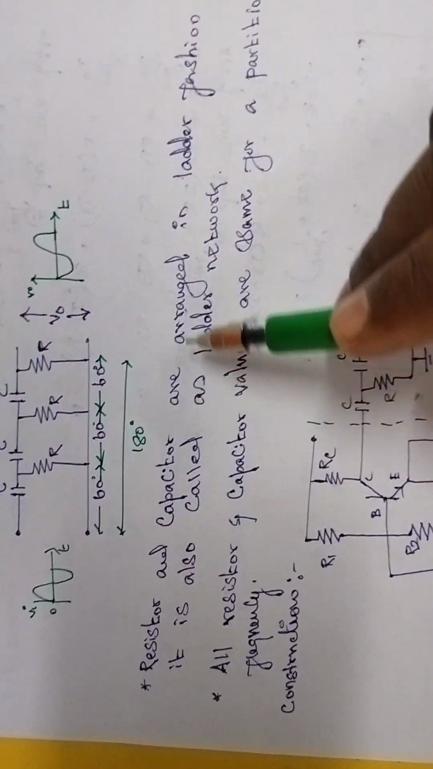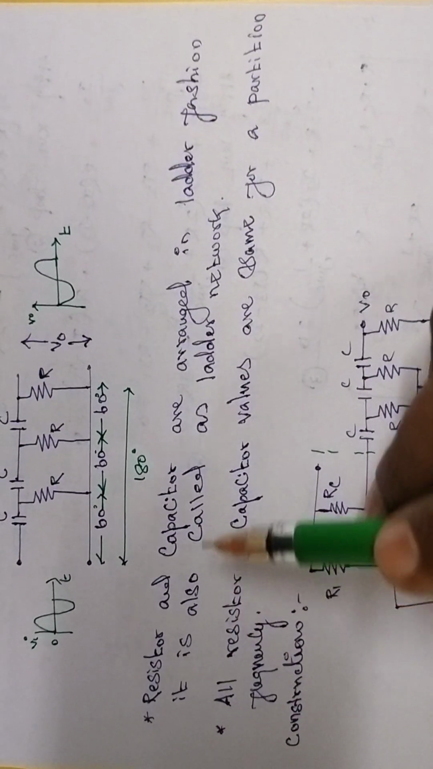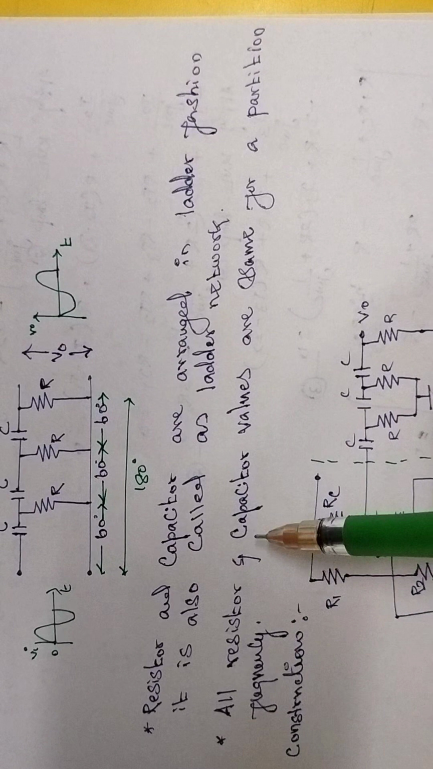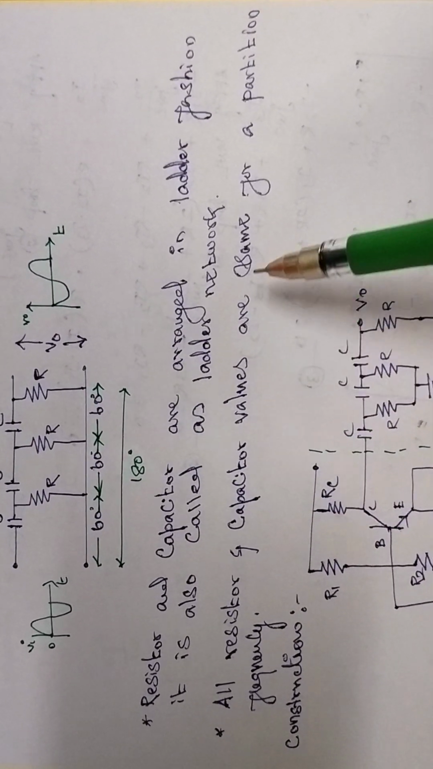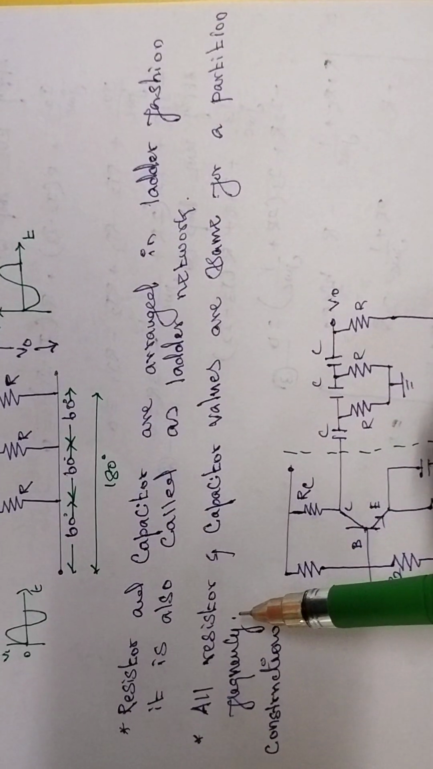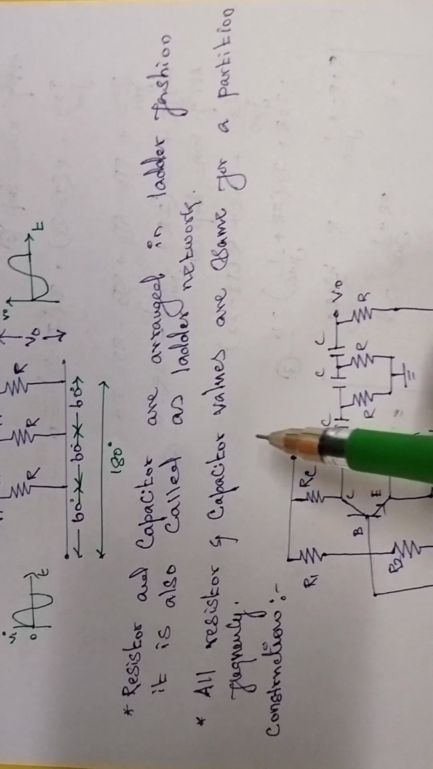Resistors and capacitors are arranged in a ladder fashion. It is also called a ladder network. All resistor and capacitor values are the same for a particular frequency, so all resistors and capacitors must have the same value.